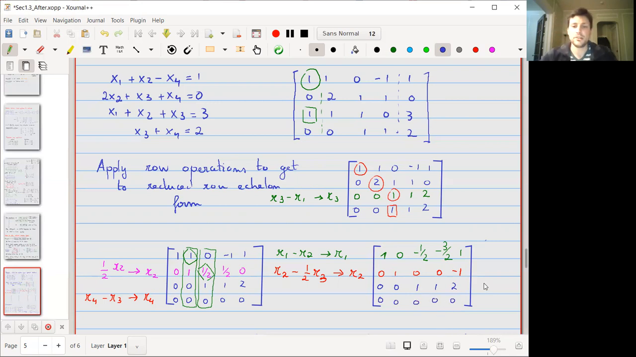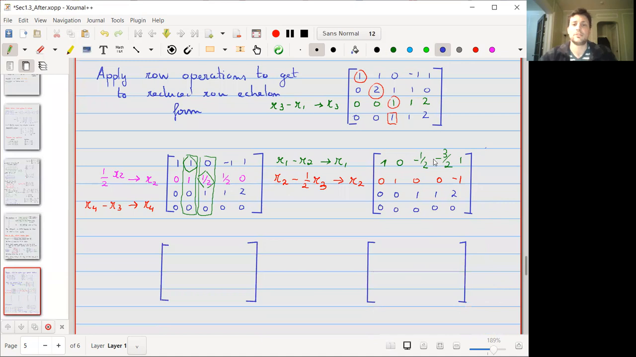We are almost there. There is one problem left, which is this entry, -1/2. It lies above one leading entry, the leading entry of the third row. So we should use the third row to eliminate it. To do so, we will replace our first row, R1, with the third entry divided by 2.